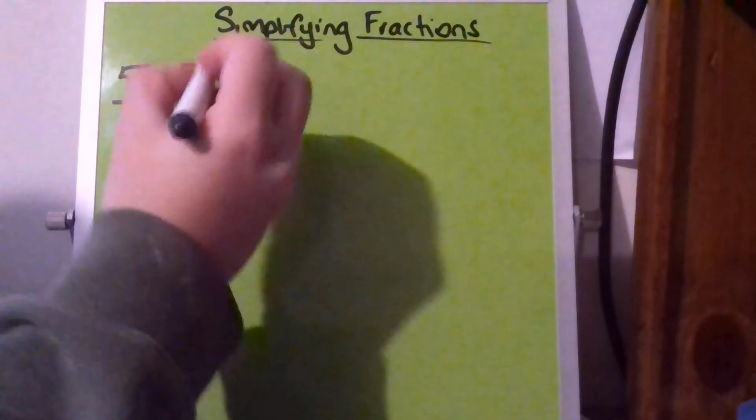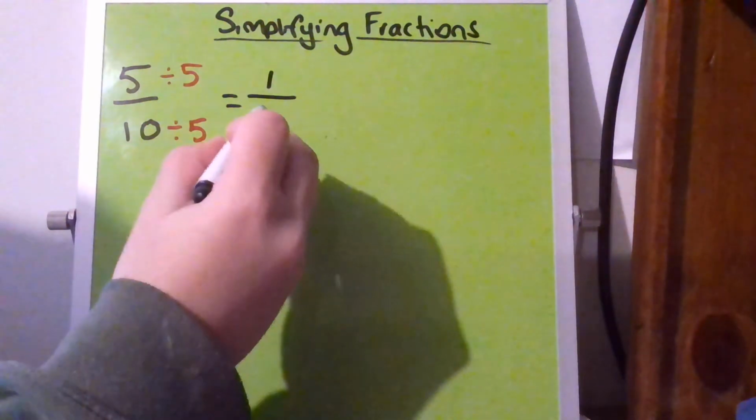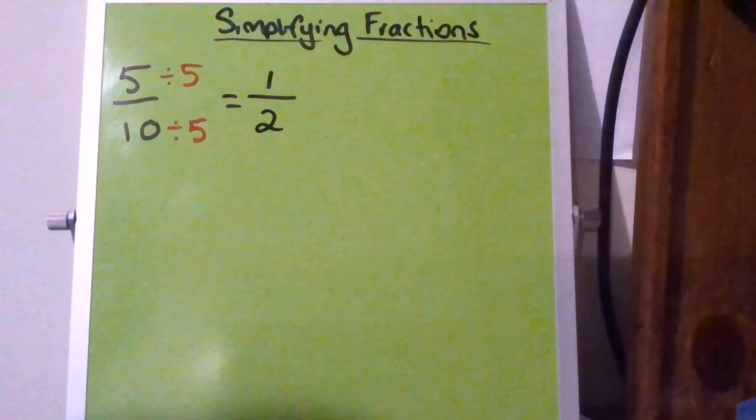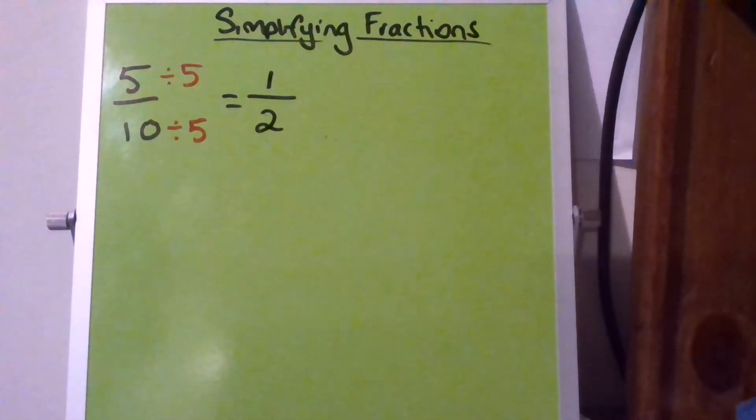5 divided by 5 is 1, and 10 divided by 5 is 2. So the simple fraction for 5 over 10 is 1 over 2. We could write an infinite number of equivalent fractions, but the simplest one is 1/2.